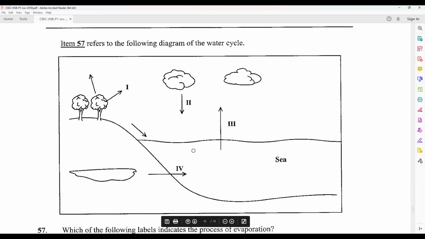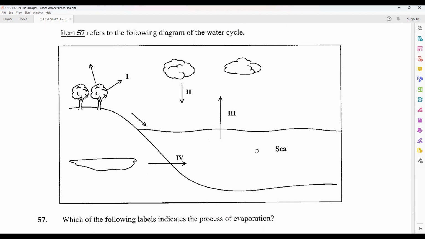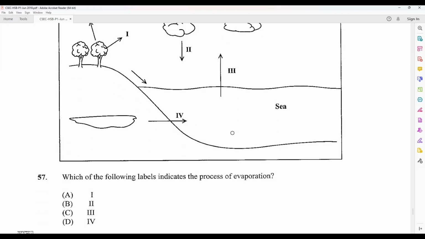Item 57 refers to the following diagram of a water cycle. So we see the water cycle here. Which of the following labels indicate the process of evaporation? So that is water coming up from a water body. We have the C. One here is water coming out from the plants. That's transpiration. 2, that's condensation, water coming down. 3, 4, percolation, water running across the land. So we are looking at 3, which is C.